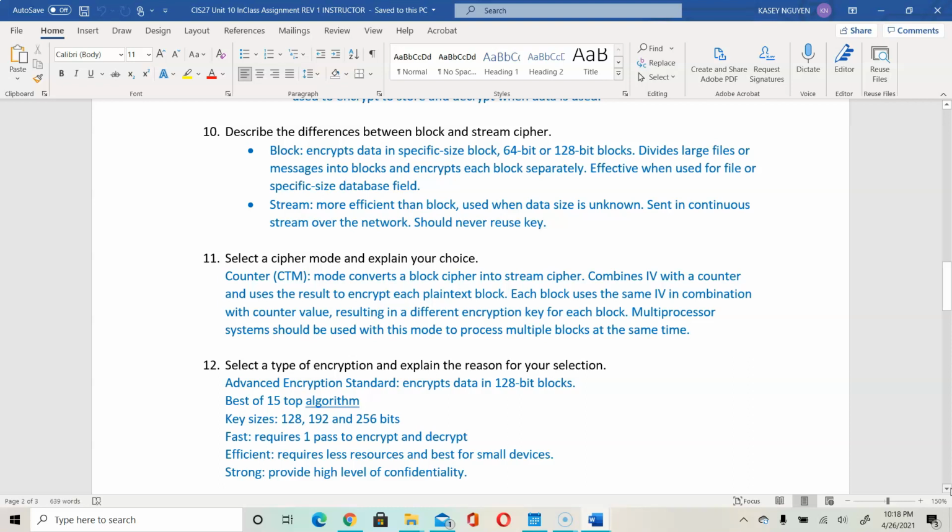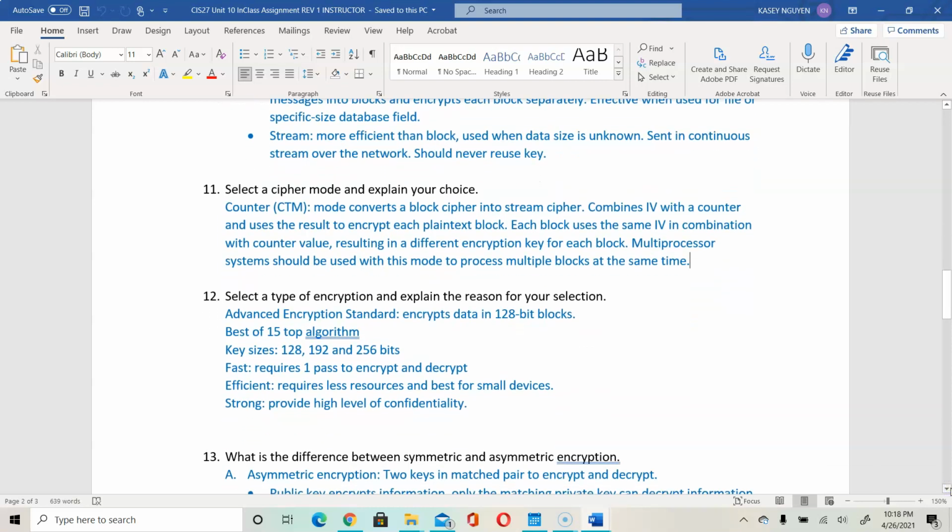It is fast. It only requires one pass going from encryption to decryption. It is efficient. It requires fewer computational resources, and it is best for small devices. It provides a high level of confidentiality. Therefore, I selected AES, but you can choose any of the encryption algorithms as long as you provide your reasons. And we want to select one of the top 15 strong encryption algorithms.